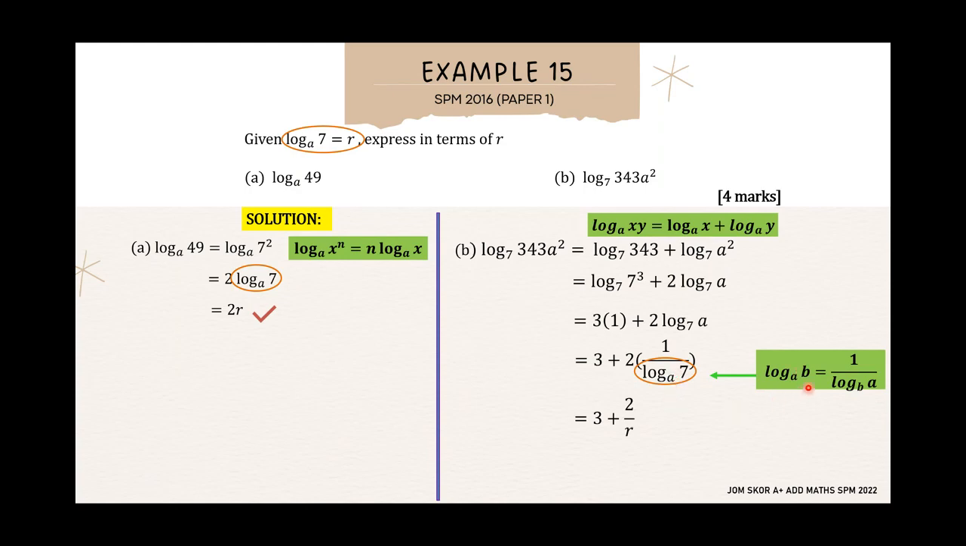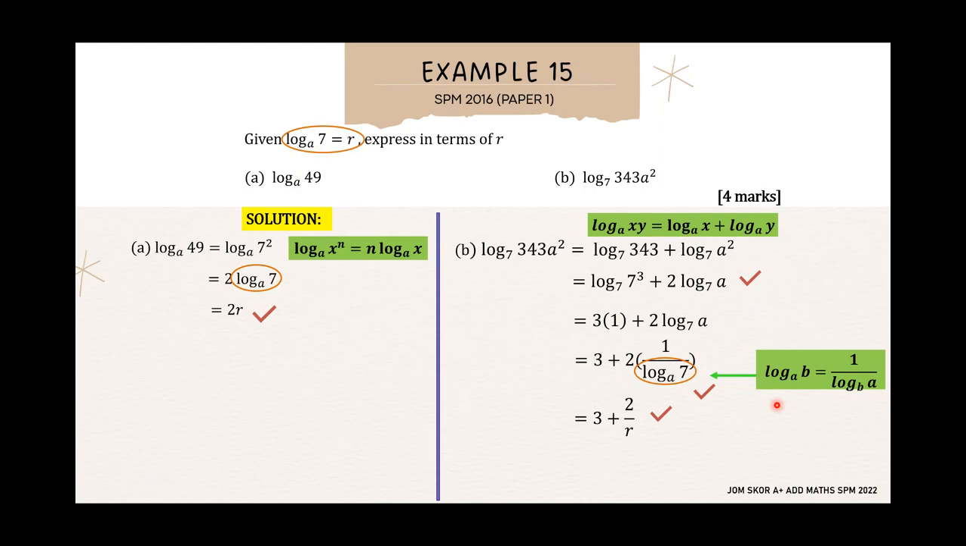Tengok pada kedudukan ini, A dan B. In this case, A adalah 7, B adalah A. Nanti kita tukar dekat sini, base sekarang ni akan jadi B pula. Okay. Right, 3 markah. Markah yang pertama, jadi kita boleh simplify your log. Markah yang kedua, bila you boleh gunakan change of base. Dan markah yang terakhir ada jawapan. Okay, 4 markah. Soalan A 1 markah, soalan B 3 markah.